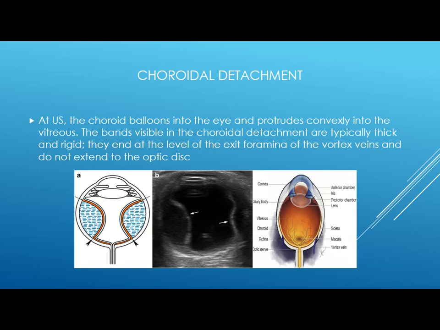The choroidal detachment is usually posterior and does not extend beyond the entrance of the vortex vein. This picture is just to show the site of the foramina for the vortex vein, which it usually does not extend beyond. So it will appear as a convex shape bulging into the vitreous, to differentiate it from retinal detachment, which is usually firmly adherent to the optic disc.